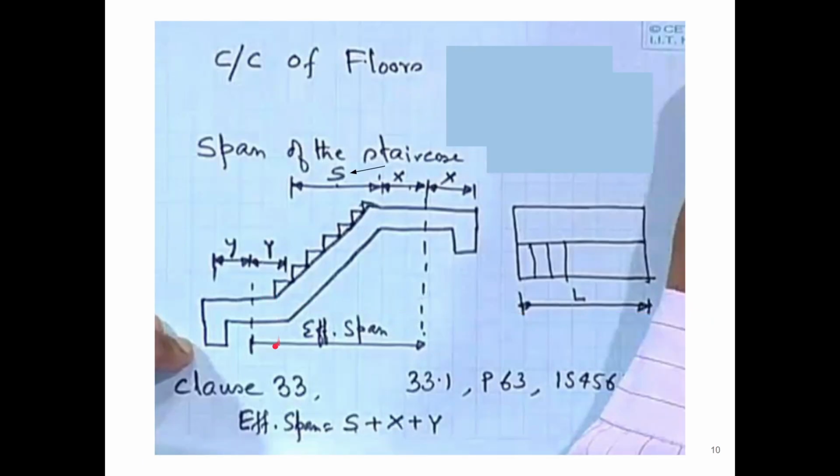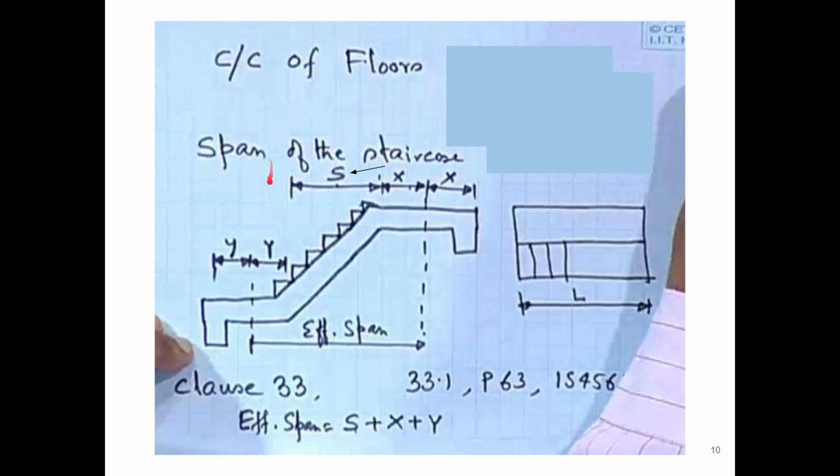For the design of the staircase, we consider the effective span. How to calculate that has been defined in clause 33.1 on page 63 of IS 456. Effective span is basically the summation of s plus x plus y.